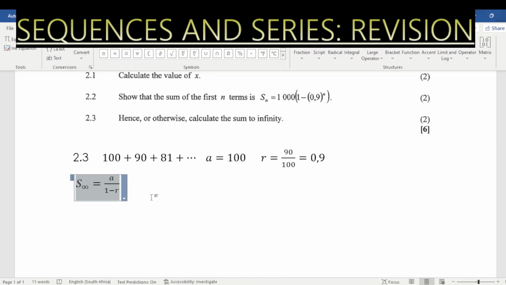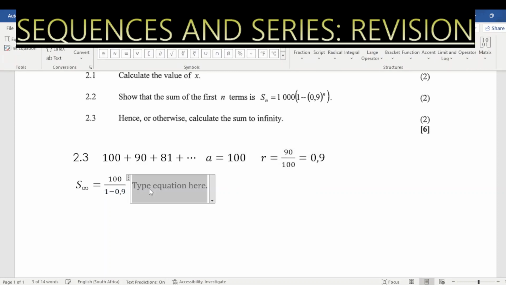Okay, so we're going to use the sum to infinity formula, put in the 100, which is going to go where the a is, and then put in the r, which is 0,9. You can take your calculator and work it out. It's 100 divided by 0,1, so the answer you get there should be 1,000.